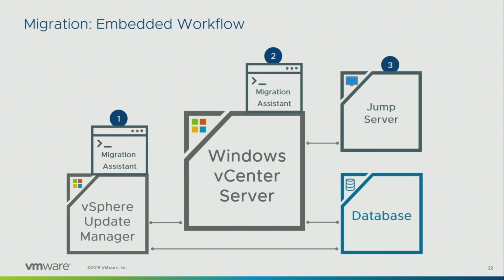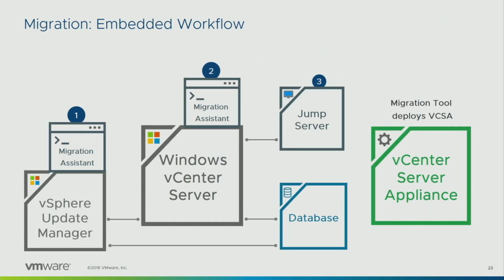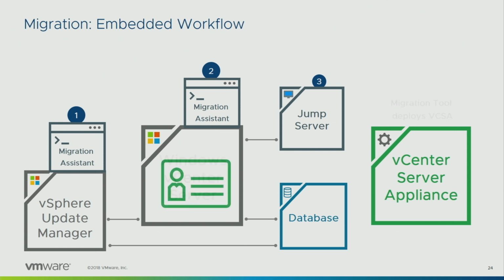Once everything is good and the migration assistant says ready for migration, we're going to go to our jump box. Now, this can be any box that you have within your environment. It can even be your laptop, as long as it has routable access to the Windows vCenter server that you are migrating. From there, once we run the migration tool itself, it will automatically deploy a vCenter server appliance for us.